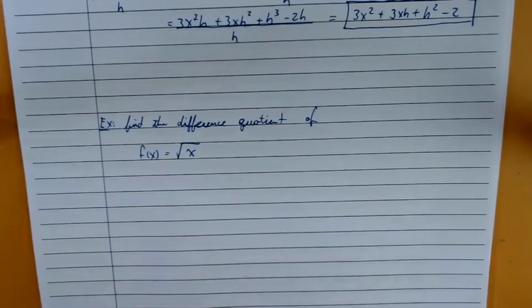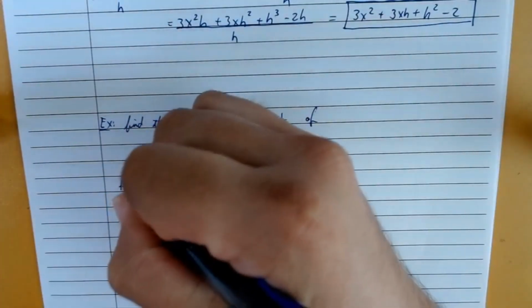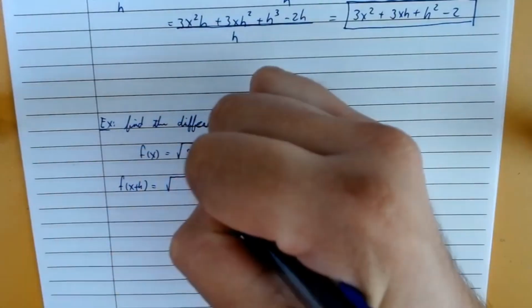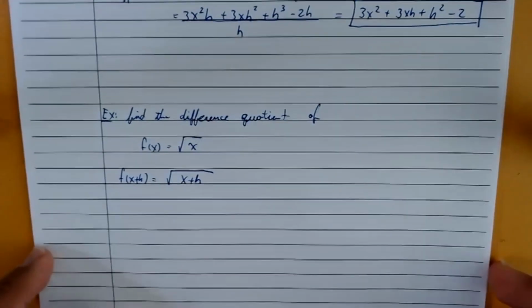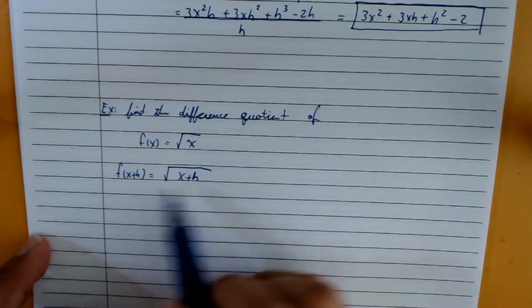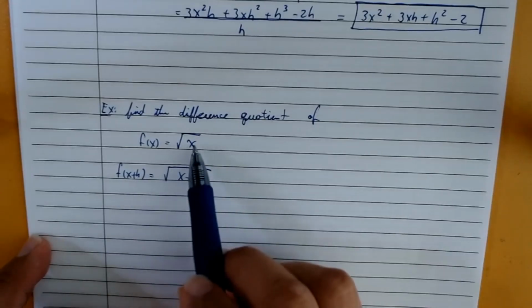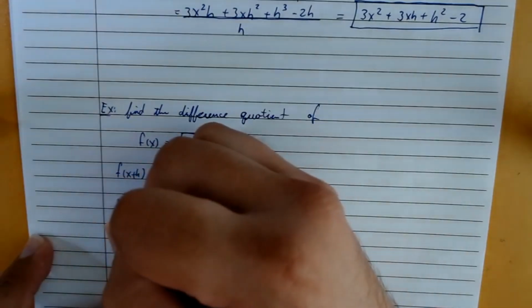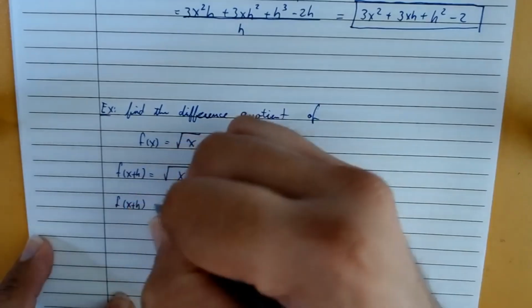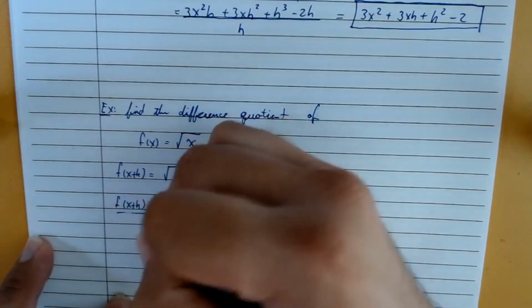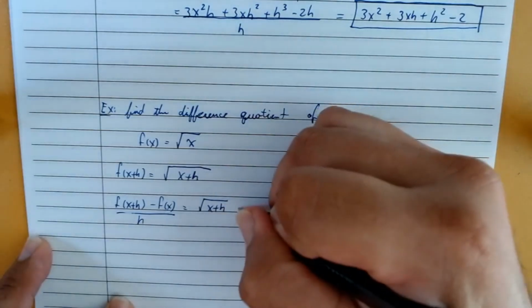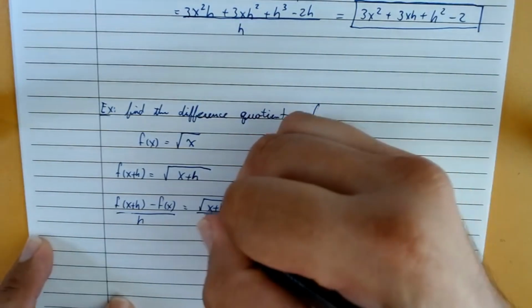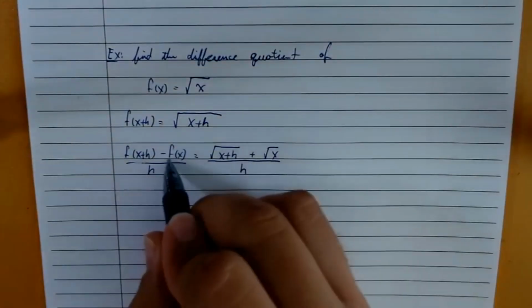Looking at the next one, we can now take f of x plus h to be the square root of x plus h, like this. All right. So now we are going to, well, that was simple enough. We're simply replacing that x with x plus h. But now we're going to set up our difference quotient. We're going to take f of x plus h minus f of x over h. And that's going to equal the square root of x plus h minus the square root of x over h. Oh, my apologies, that should be a minus there, shouldn't it?